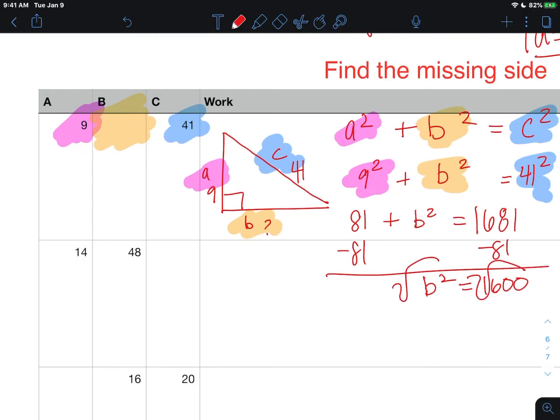I'm going to take my square root of both sides. And that's going to give me my final answer, B is equal to 40. So you should have gotten an answer of 40.